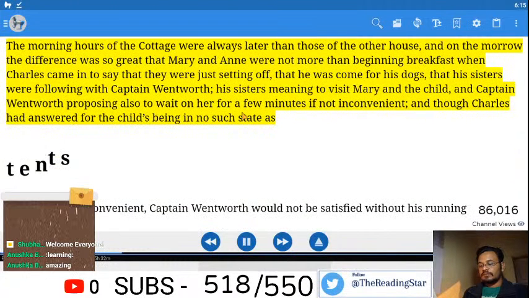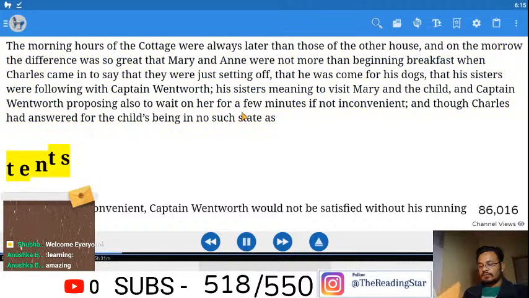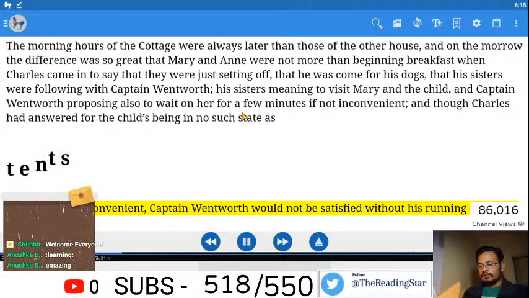The morning hours of the cottage were always later than those of the other house, and on the morrow the difference was so great that Mary and Annie were not more than beginning breakfast when Charles came in to say that they were just setting off, that he was come for his dogs, that his sisters were following with Captain Wentworth, his sisters meaning to visit Mary and the child, and Captain Wentworth proposing also to wait on her for a few minutes if not inconvenient, and though Charles had answered for the child's being in no such state as could make it inconvenient, Captain Wentworth would not be satisfied without his running on to give notice.